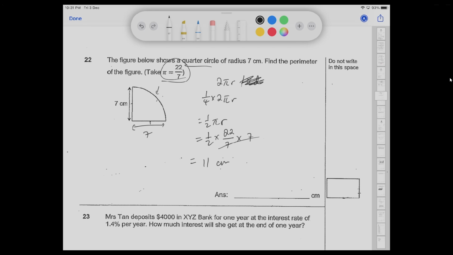Oh, and obviously for your presentation mark, you want to write perimeter of figure. Yeah, so 11 centimeters. Oh, sorry, that is not the final answer. That's just the length of this arc. The final answer, the perimeter of the figure, is 11 plus 7 plus 7. And the answer is 25.